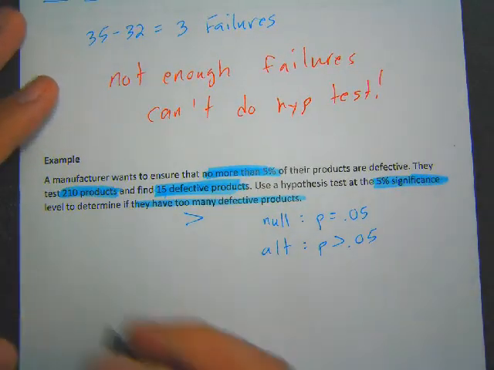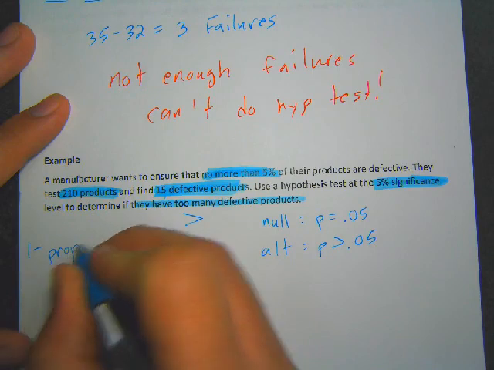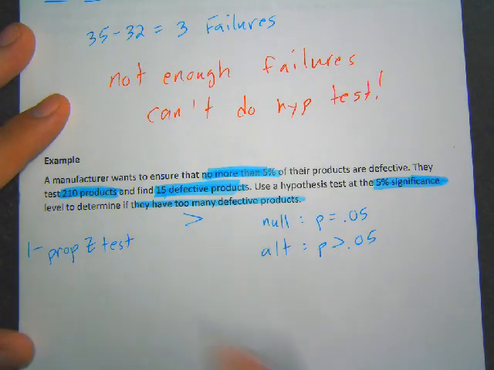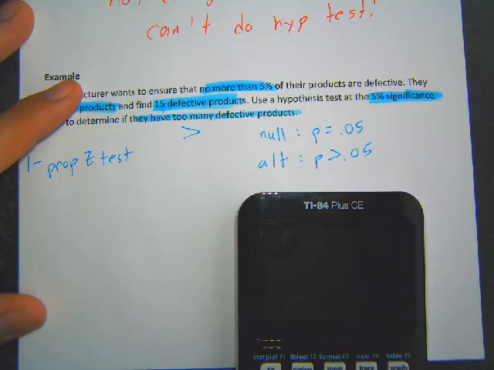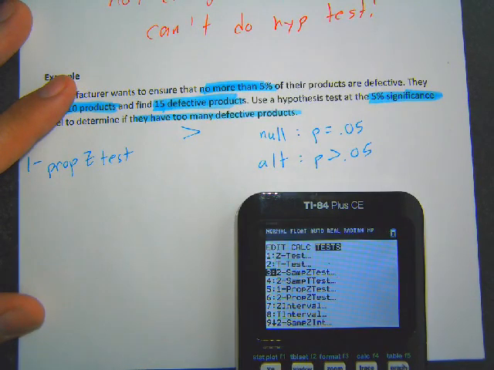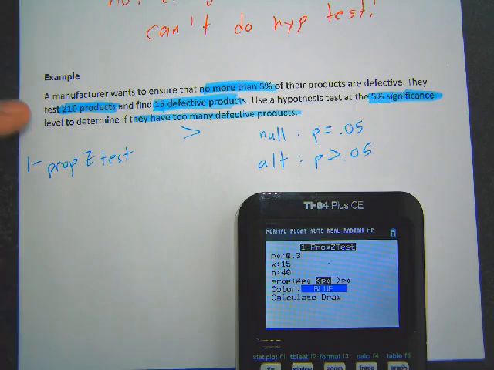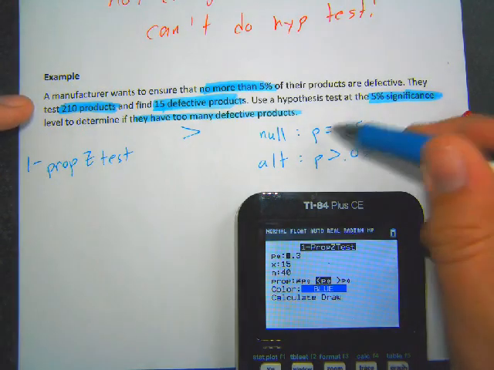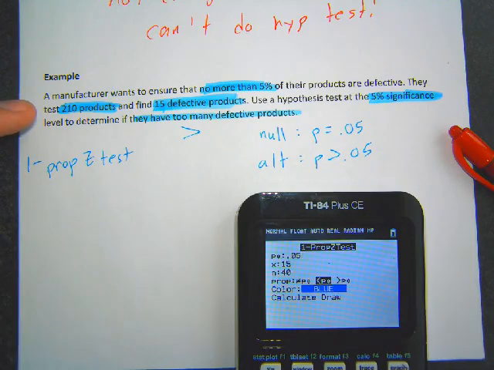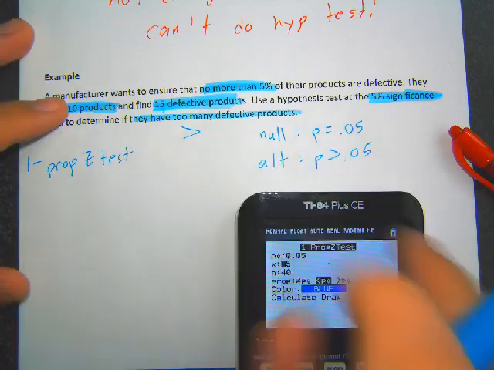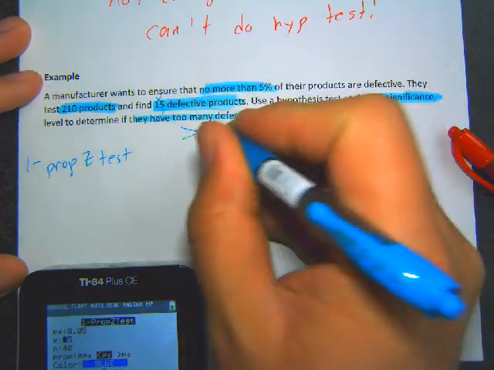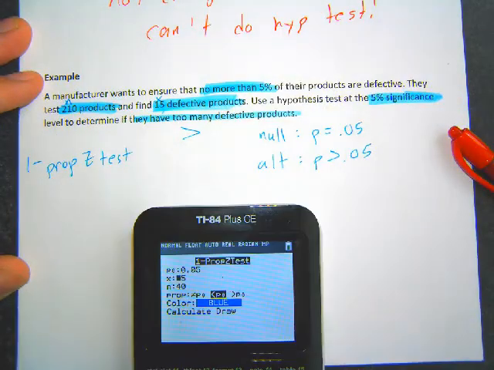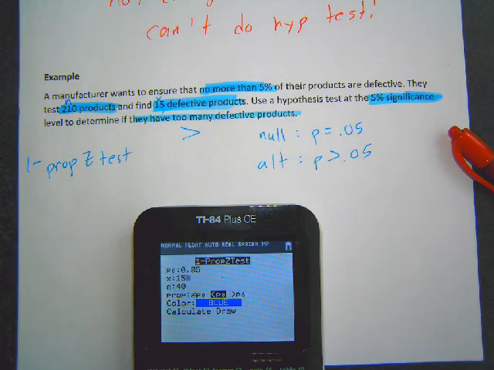To make life easier, let's start off with the one-prop z-test, because we saw that gives us most of the information we need. So do that first: Stats, Tests, one-prop z-test. The claimed value p0 is 0.05. The number of successes this time is 15, the number of defective. The number sampled is 210. So 15 defective products and 210 sampled. And here we're looking at greater than 0.05. Okay, let's see what we got.